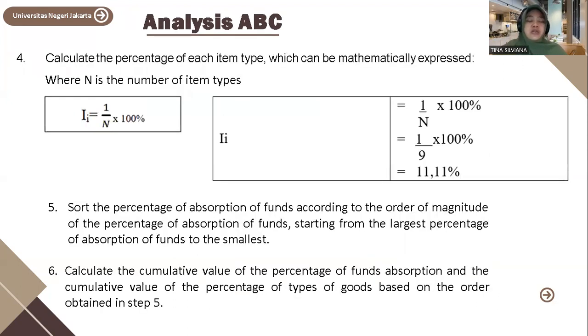The fourth way is to calculate the percentage of each item type, which can be mathematically expressed as 1 divided by n multiplied by 100%, where n is the number of item types. The result is 11.11%.